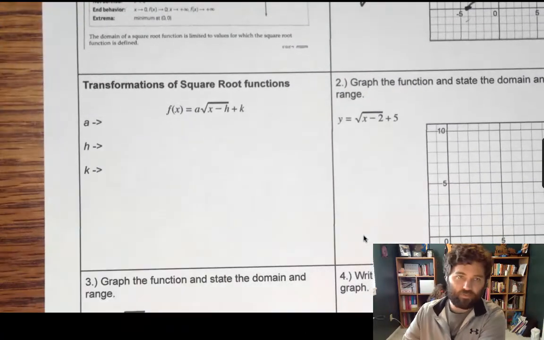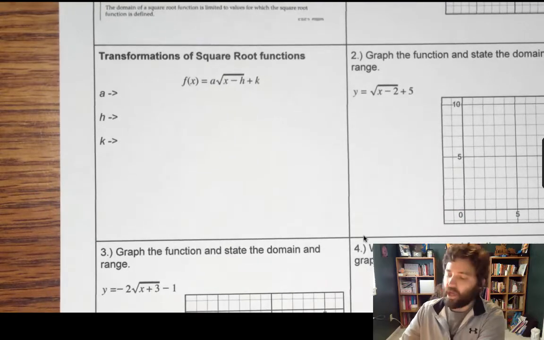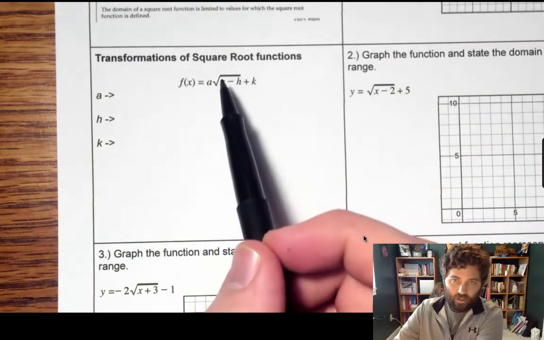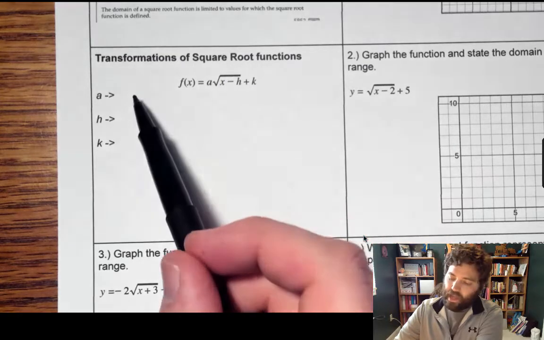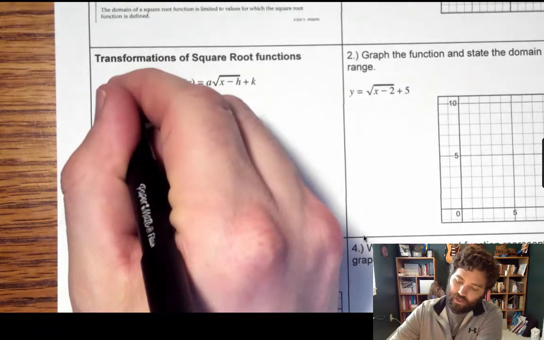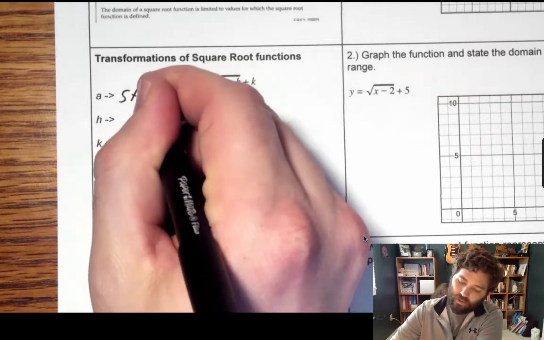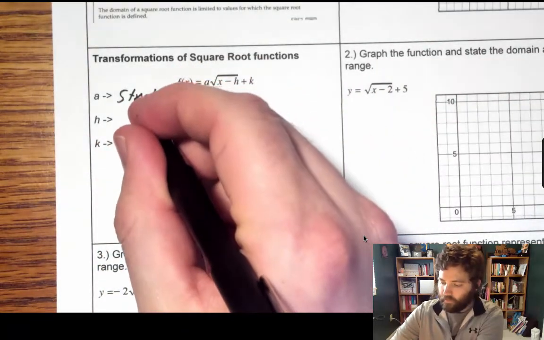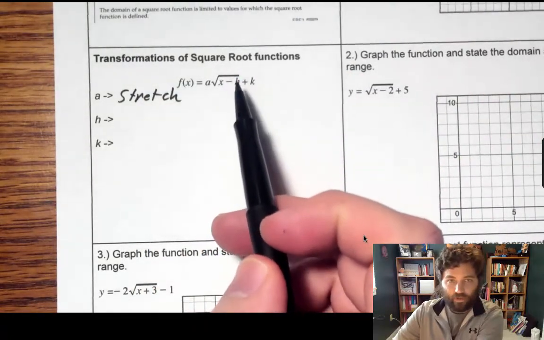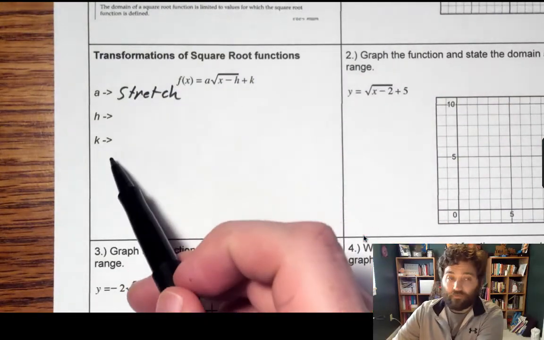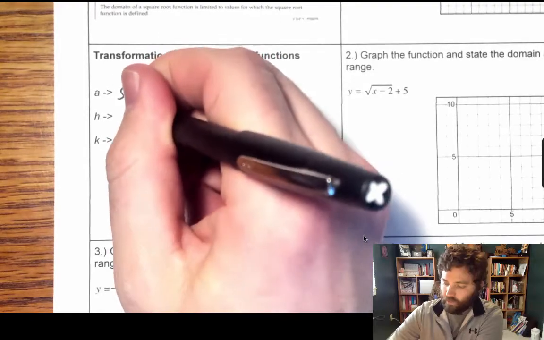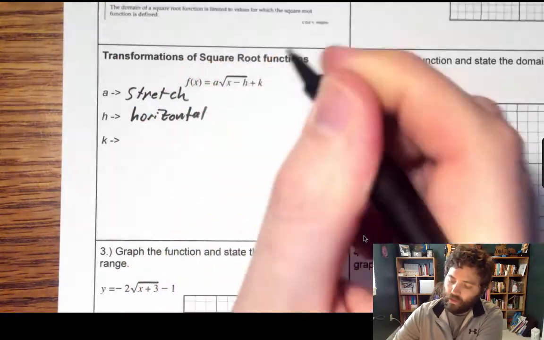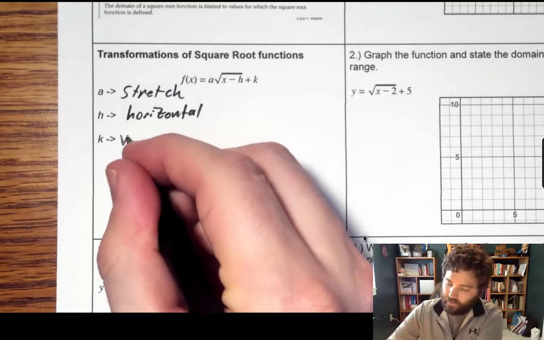Let's talk about transforming square root functions. Every square root function can be written generally in this way. In this, a represents the stretch, either horizontal or vertical, of the function. h represents the horizontal shift of the function, and k represents the vertical shift. So h is for horizontal, and k is the vertical shift.